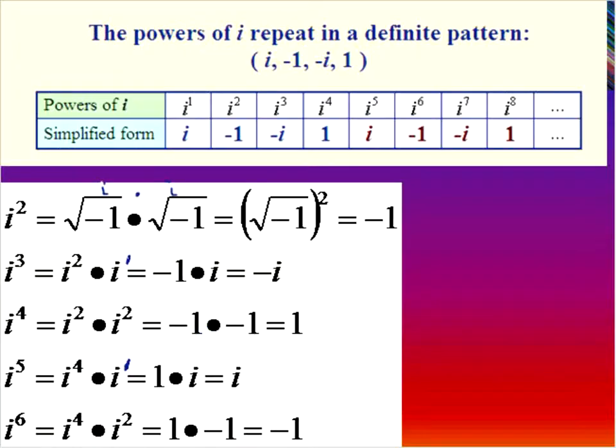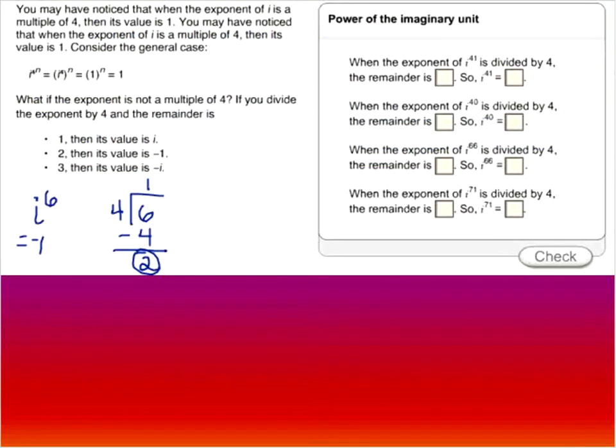Let's go back and check it. i to the 6th simplifies to negative 1. So you can use this little rule here to figure out any power of i. So let's look at i to the 41st power. These are a little bit hard to see, so I apologize. Maybe I'll write them down here to work them out. i to the 41st power. What they want to know is what that simplifies to.